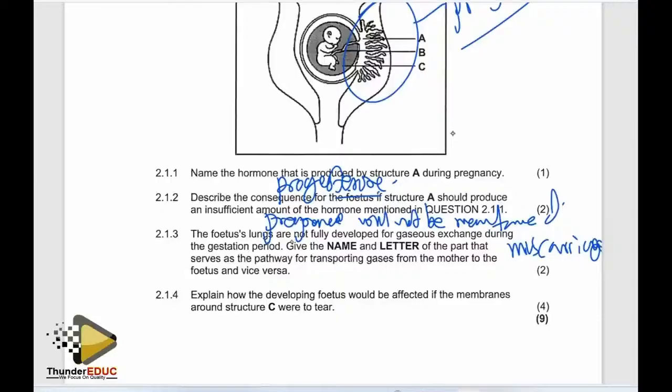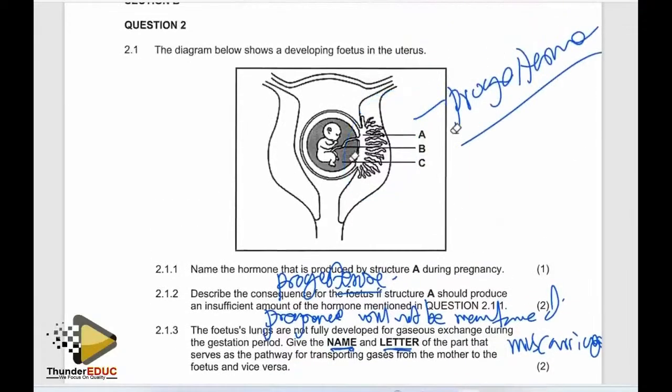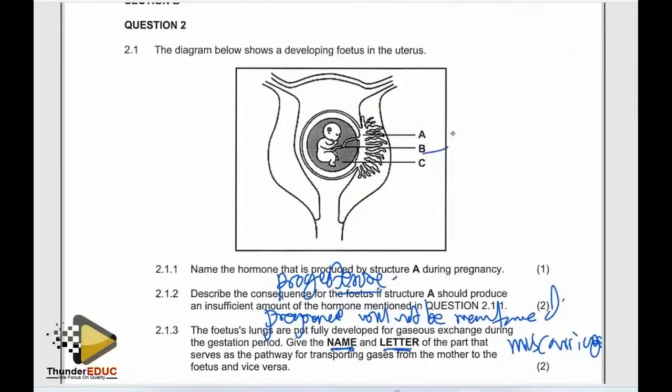The fetus lungs are not fully developed for gaseous exchange during the gestation period, during the period of the development of the embryo. That's the meaning. Give the name and the letter of the part that serves as a path for transporting the gases from the mother to the fetus and vice versa. So we have to look for the letter and the name, so the answer becomes B.